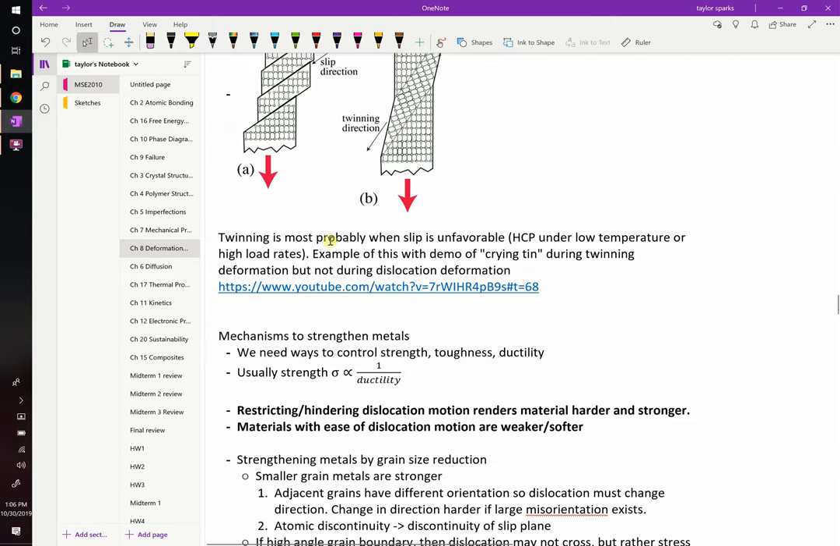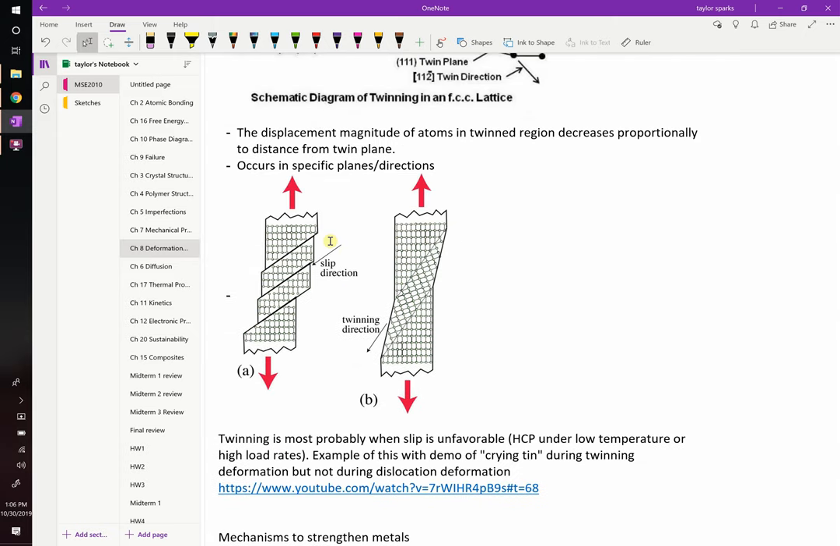So what's interesting about this is that you can find these deformation maps. In fact, let's pull one up and show you.